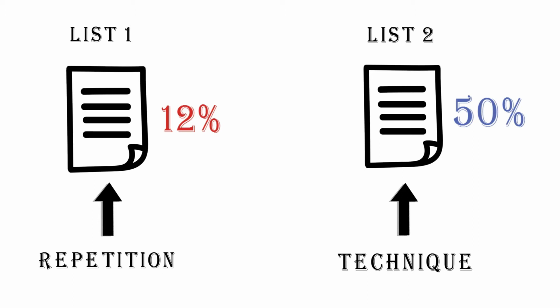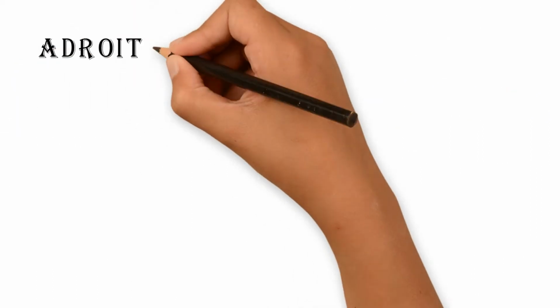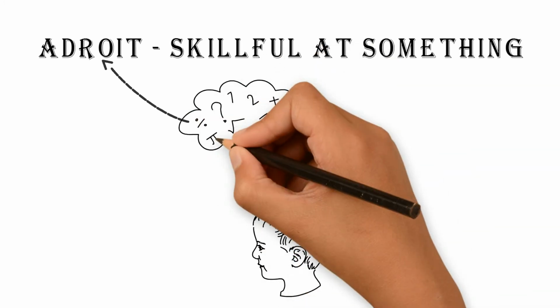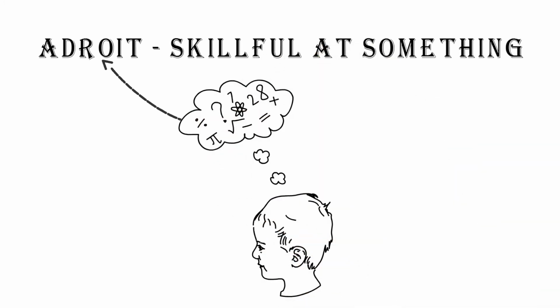Let's say we want to remember the word adroit, which means clever or skillful at something or being really good at something. The first thing we need to do is come up with another word that sounds similar to this word. Something that we can easily visualize. Something that we can see in our mind.